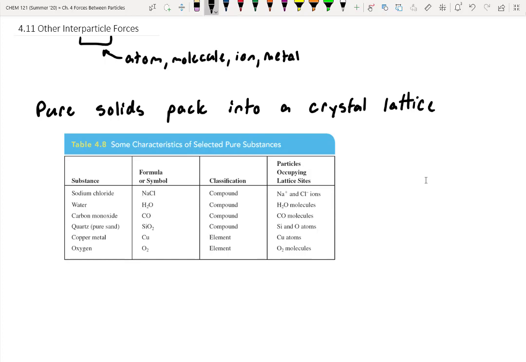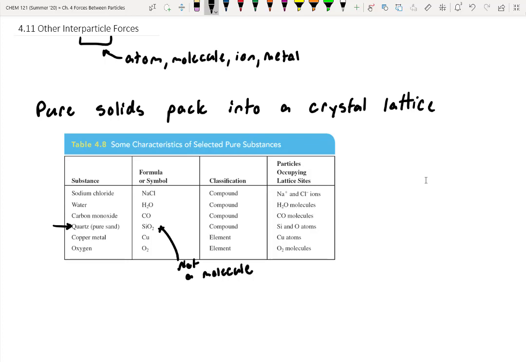Then in the next one, we've got carbon monoxide. This is just CO. Again, it's a compound because it's made up of carbon and oxygen, and it's a covalent compound, so it's just CO molecules. Then we'll go to the next one, quartz. This is sand. It's silicon dioxide, that would be its name. It's also a compound because it's made up of silicon and oxygen atoms. But the interesting thing is these are not molecules. So let's make a note here. This is not a molecule in the traditional sense.